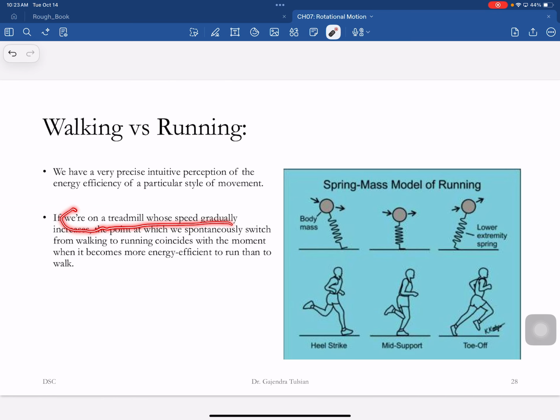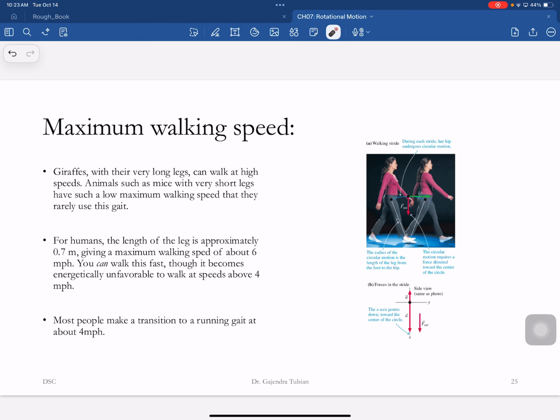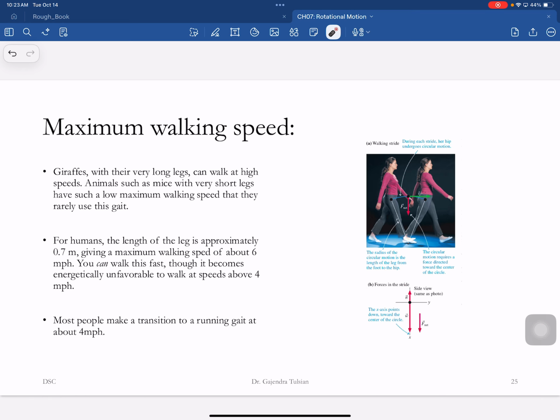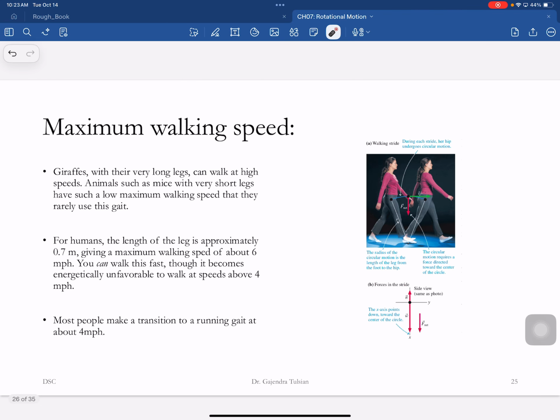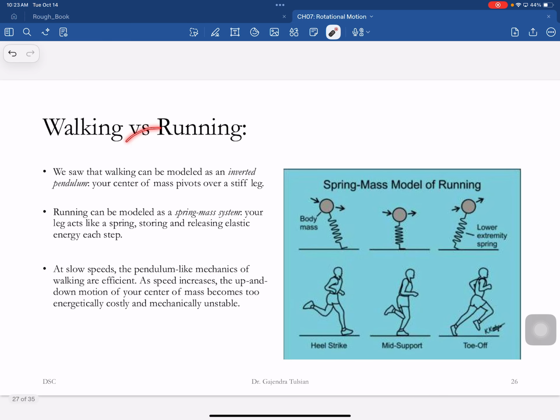So if we are on a treadmill whose speed is gradually increased, the point at which we spontaneously switch from walking to running coincides with the moment when it becomes more energy efficient. All right, so when you walk, we've got the maximum walking speed. So there's the maximum walking speed. All right, so walking versus running.